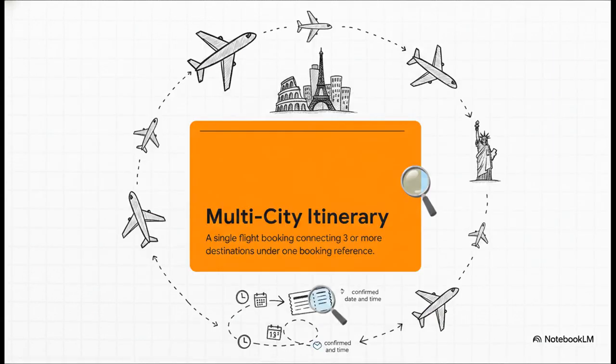Okay, let's get our terms straight. Here's the crucial definition. A multi-city itinerary isn't just a series of random flights cobbled together. It is a single, unified flight booking connecting 3 or more destinations in sequence. Every single leg lives under one booking reference. You're not just doing an express transit here. You're building a structured trip where you actively pick the confirmed dates and times. And the kicker? You aren't constantly returning to your starting point. You are moving progressively forward.